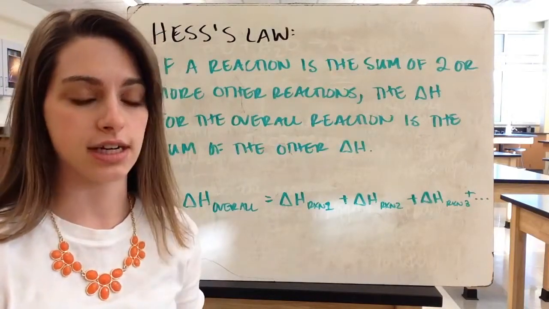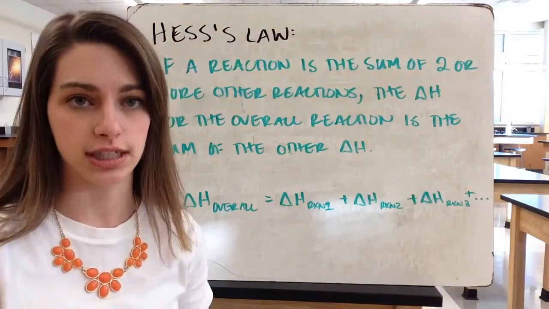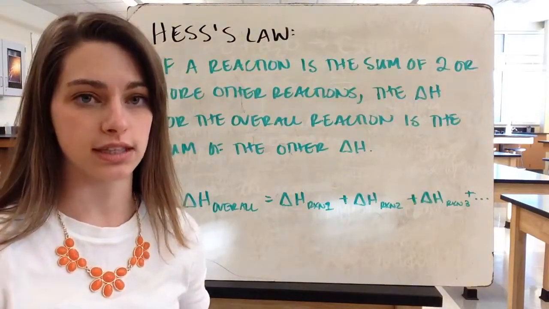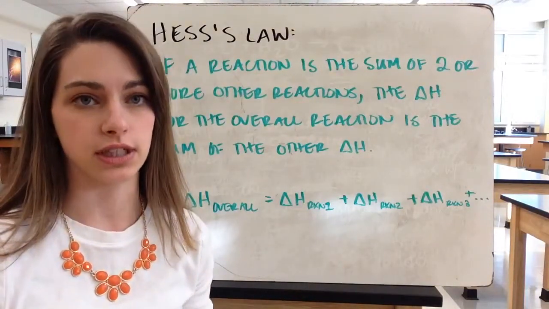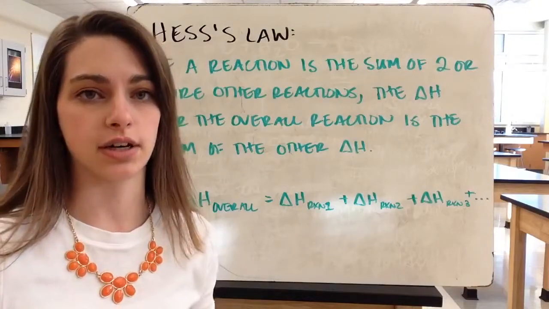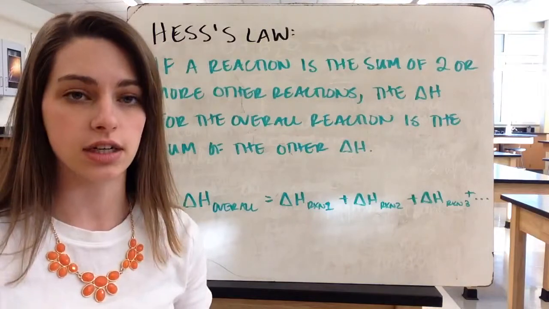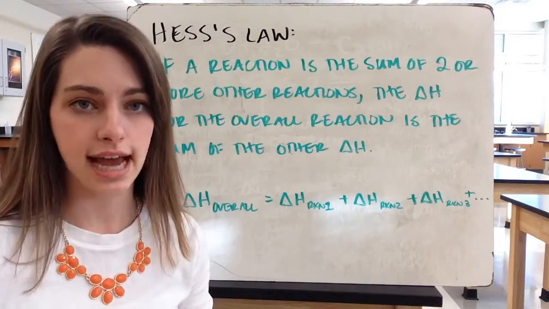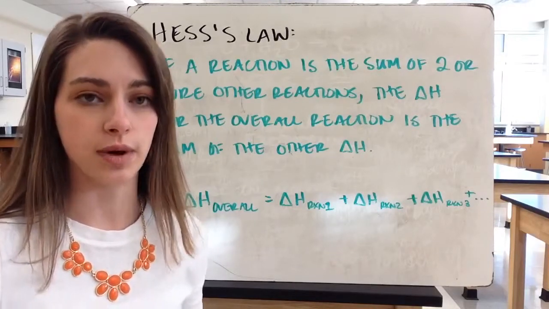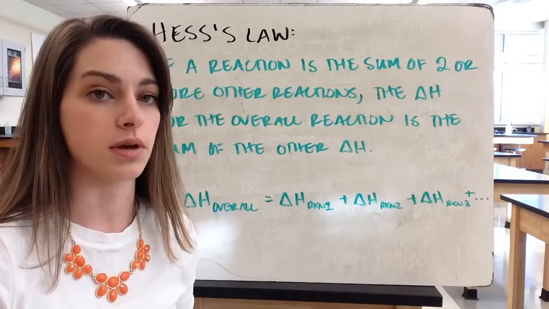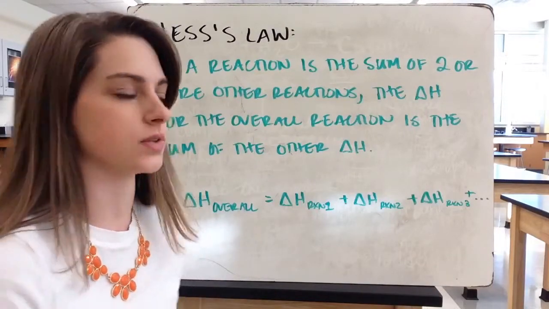So if a reaction is made up of multiple steps, each step has a particular delta H. The total delta H for the overall reaction is the sum of all the other delta H's. So that's what we're going to be calculating. We're going to calculate the overall change in enthalpy for a particular reaction, and you'll be given the reaction steps and their corresponding enthalpies. So the trick is just to rearrange the reactions to get from your pieces to what the big picture is. So let's work through some examples.